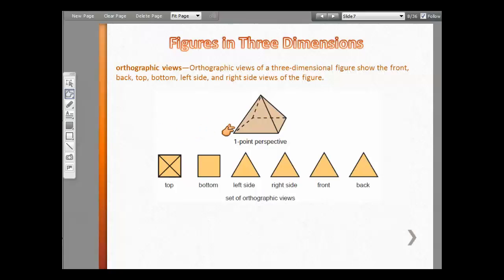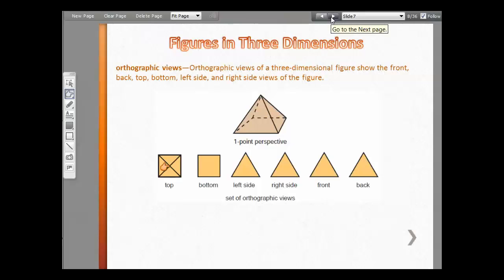So here we've got this triangular pyramid. It's a one-point perspective. Down here is your set of orthographic views of this triangular pyramid. Notice the left, right, front, and back all look the same. Top and bottom look the same too, except here you're seeing where the triangles come together at the vertex.